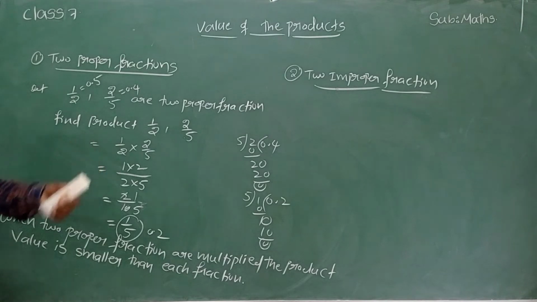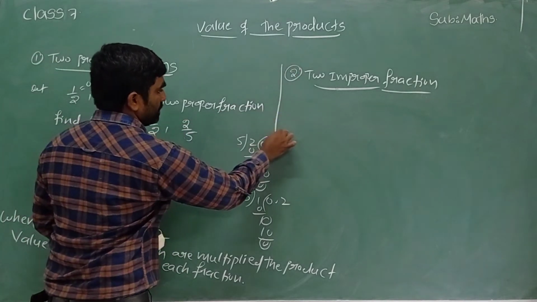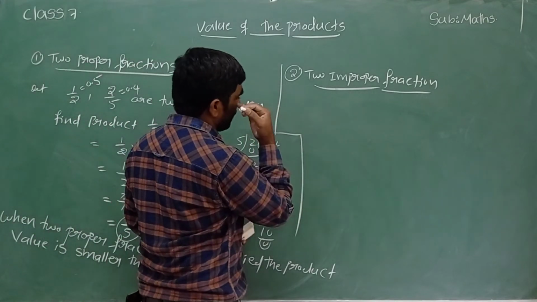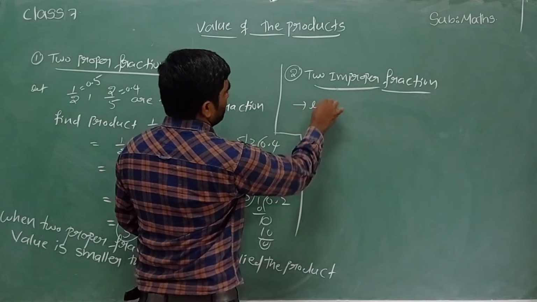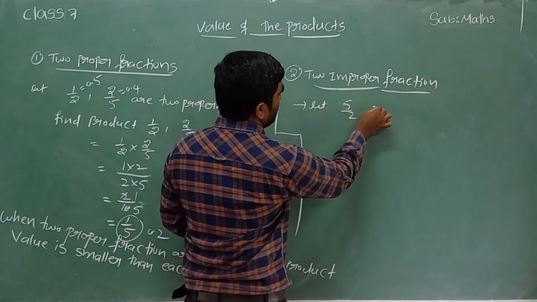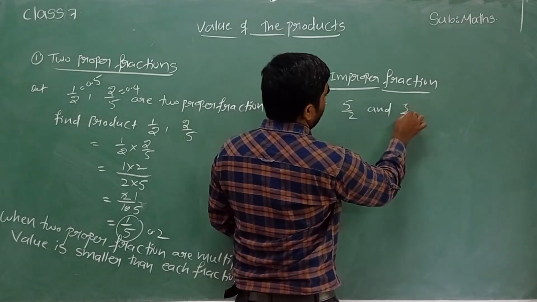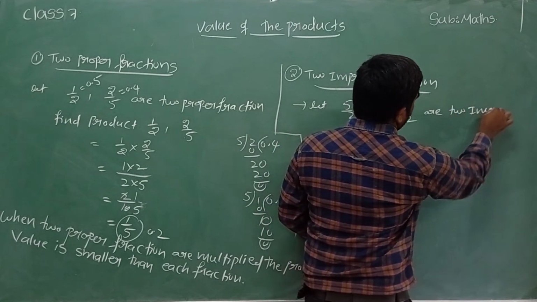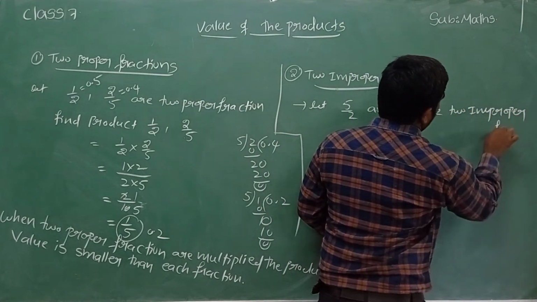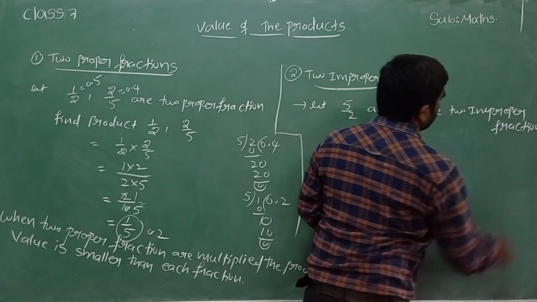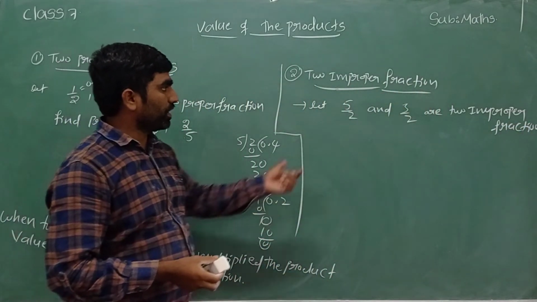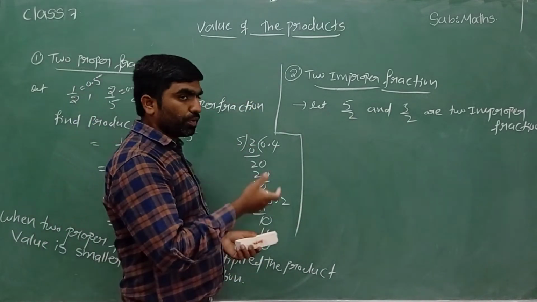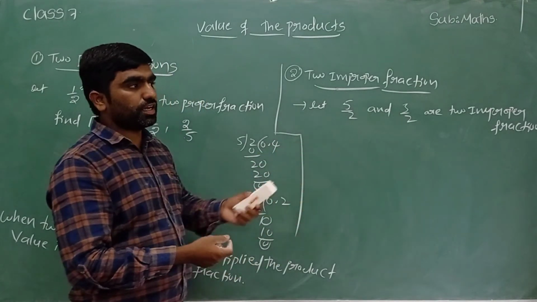Now let's see the case of two improper fractions. After that we take one proper, one improper also. Now let us take two improper fractions. Let me take 5 by 2 and 3 by 2. 5 by 2 and 3 by 2 are two improper fractions. Now let's see what its product is. When I multiply these two improper fractions, we'll see whether the product value is more than each fraction or less than each fraction.